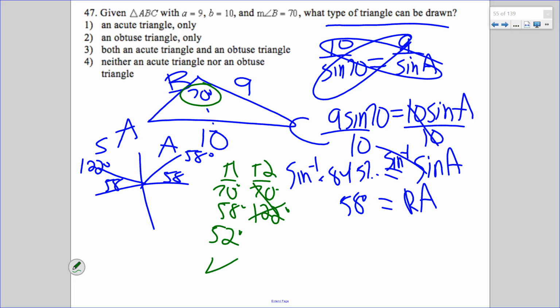This one can't be a triangle because it already adds to more than 180. So there's one possible triangle. What type of triangle is this? Well, because all the angles are acute, it's an acute triangle.